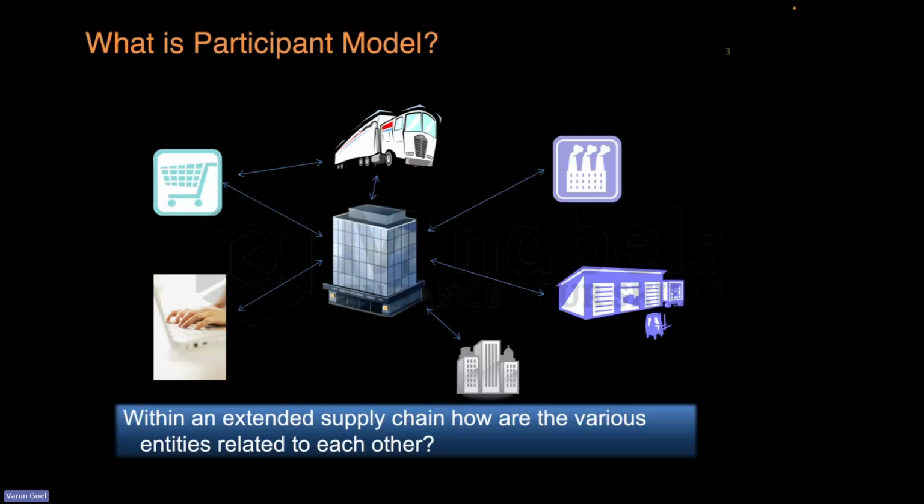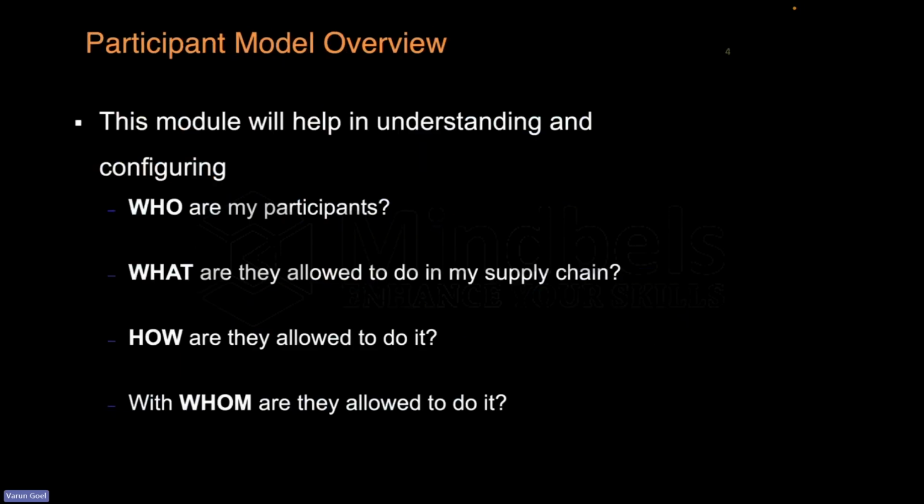I'll give you one example from one of my clients, where we faced a lot of problems in the end. As I said, who are my participants? What are they allowed to do? How are they allowed to do it? And with whom are they allowed to do it? These are the basic rules in the participant model. And from participant, you got an idea of all the business entities that you have.